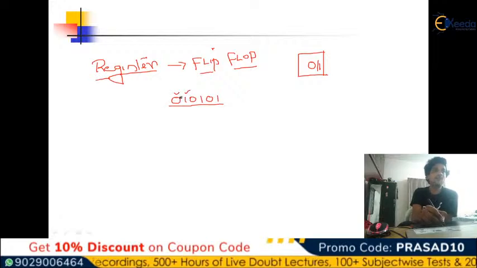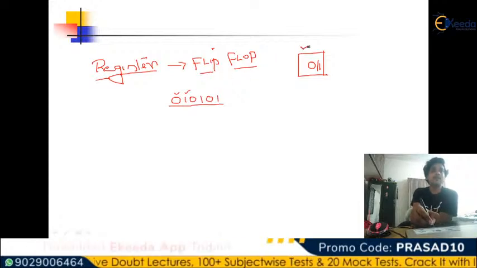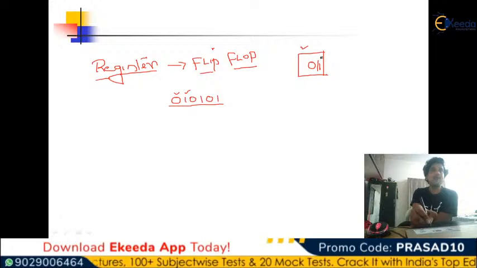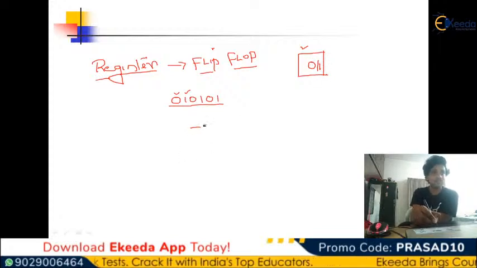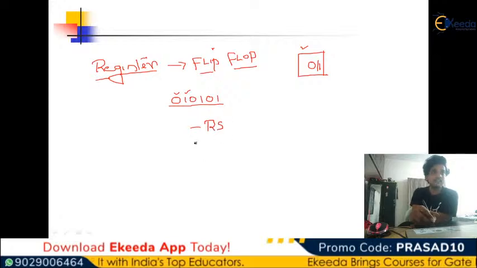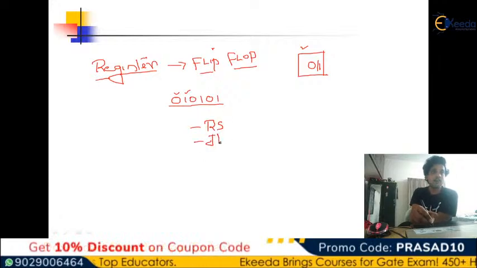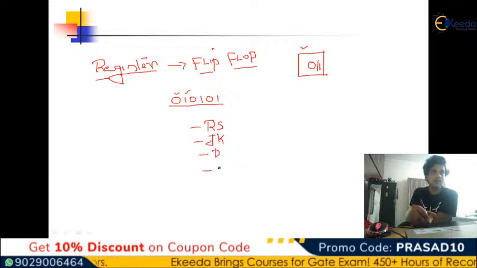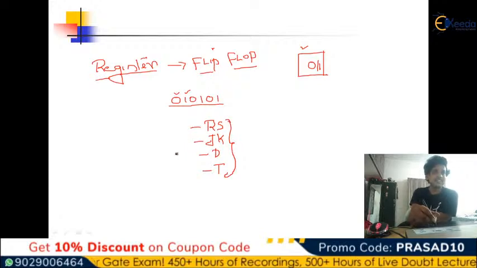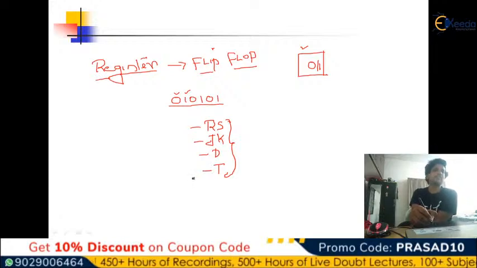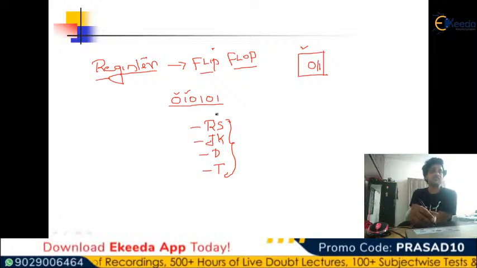So if you want to store either a 0 or 1, you do require a flip-flop. A flip-flop can store a 0 or a 1 at a time. A single flip-flop can hold only one digit, either a 0 or 1. There are several flip-flops, such as the RS flip-flop, JK flip-flop, D flip-flop, or T flip-flop. I am not talking about the architecture of the flip-flops. I am just giving you an idea that we have several kinds of flip-flops, and depending on the application, we can choose one of them.